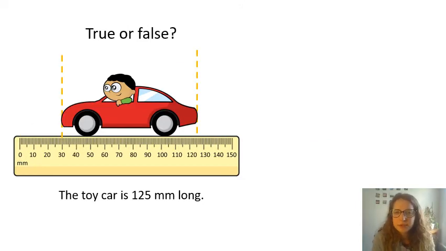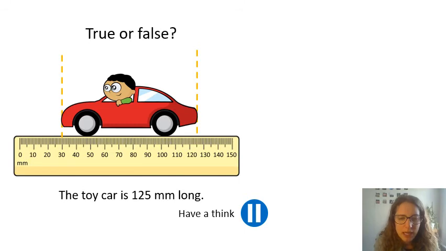Okay, true or false? This toy car is 125 millimetres long. Have a look. So we've got our lines in place to help us. Pause the video and have a think. True or false? And remember to try and convince me, prove that you're right. All right, let's have a look. So at the end, it does go down to here, so we could check 120, 121, 122, 123, 124, 125. But it hasn't started at 0, so that is false.